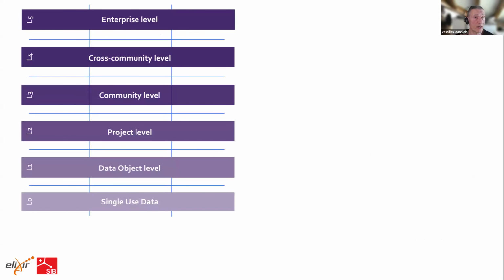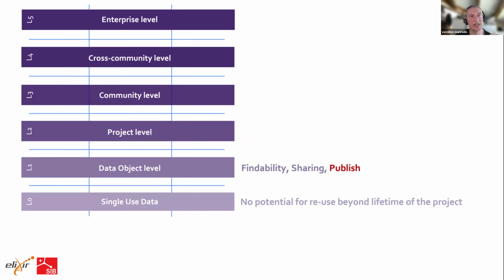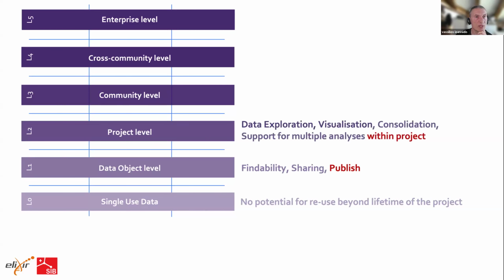So basically, we have these 5 levels of FAIR. Instead of talking about percentage of FAIR, here we took the other perspective, asking which level of FAIR did you reach? Obviously level 0 is no FAIR. It's for single-use data, with no real potential for reuse beyond the lifetime of the project. Level 1 is at the level of the data object, and this level would be suitable for publishing your data set. I have to outline that the whole DSM is really focused on assessing research data sets. Level 2 is how you would do data exploration, consolidation, and multiple analyses within the same project, so different data sets, but within the same project. And level 3 would be one level higher.